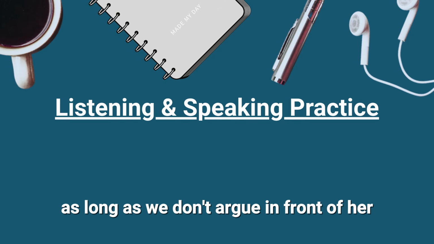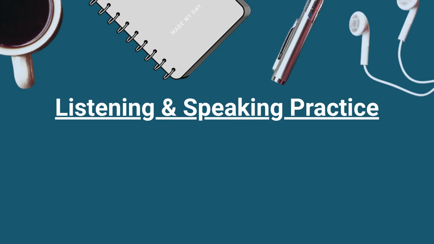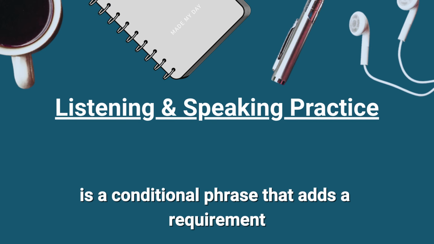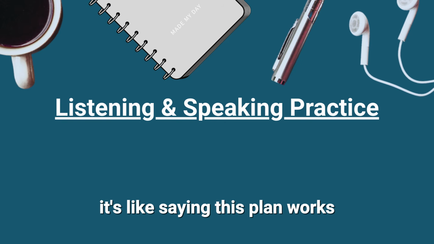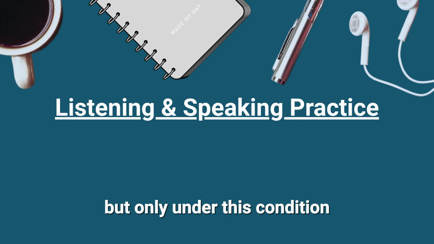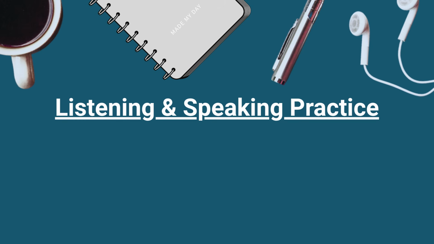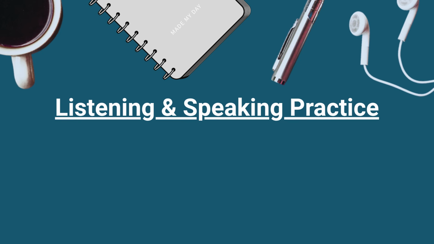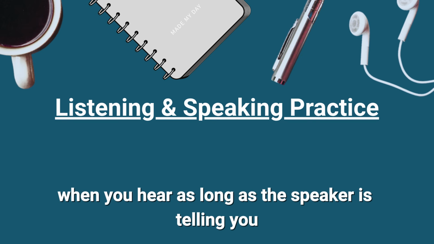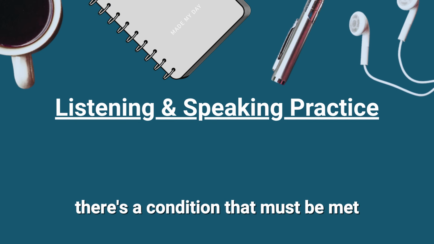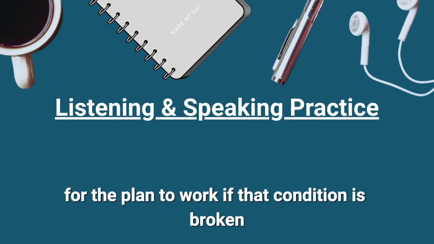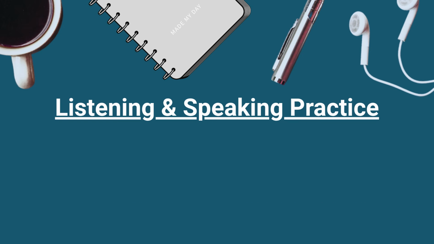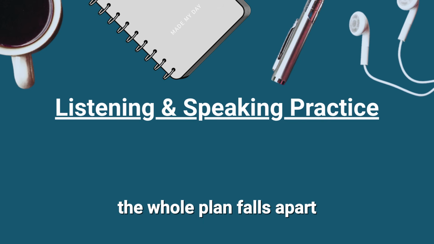As long as we don't argue in front of her. Now, as long as is a conditional phrase that adds a requirement. It's like saying, this plan works, but only under this condition. It's similar to saying, only if we don't argue. When you hear as long as, the speaker is telling you there's a condition that must be met for the plan to work. If that condition is broken, the whole plan falls apart.